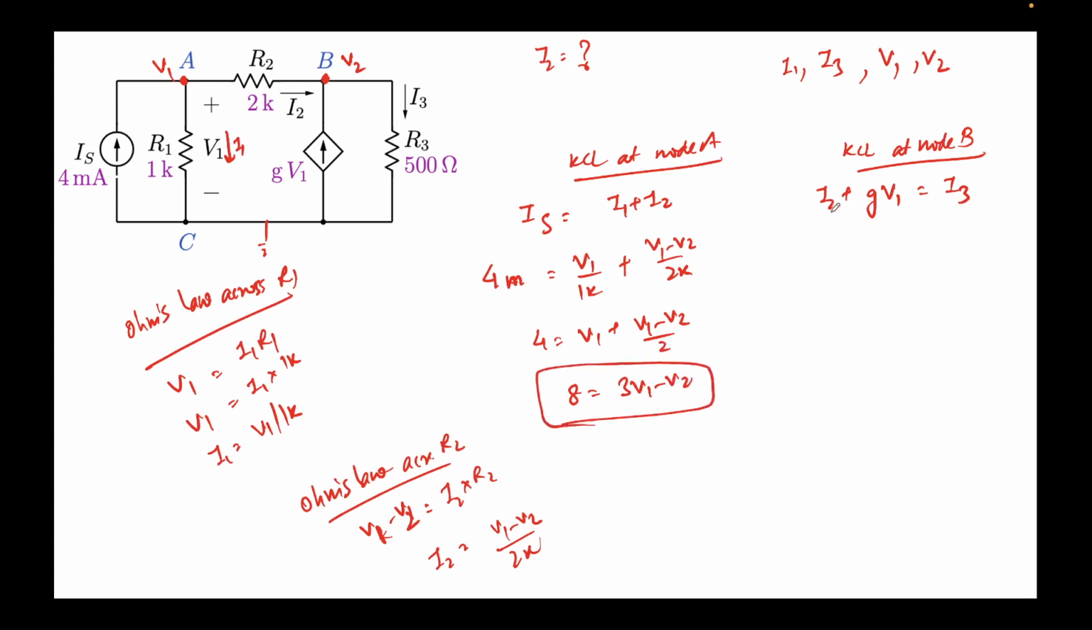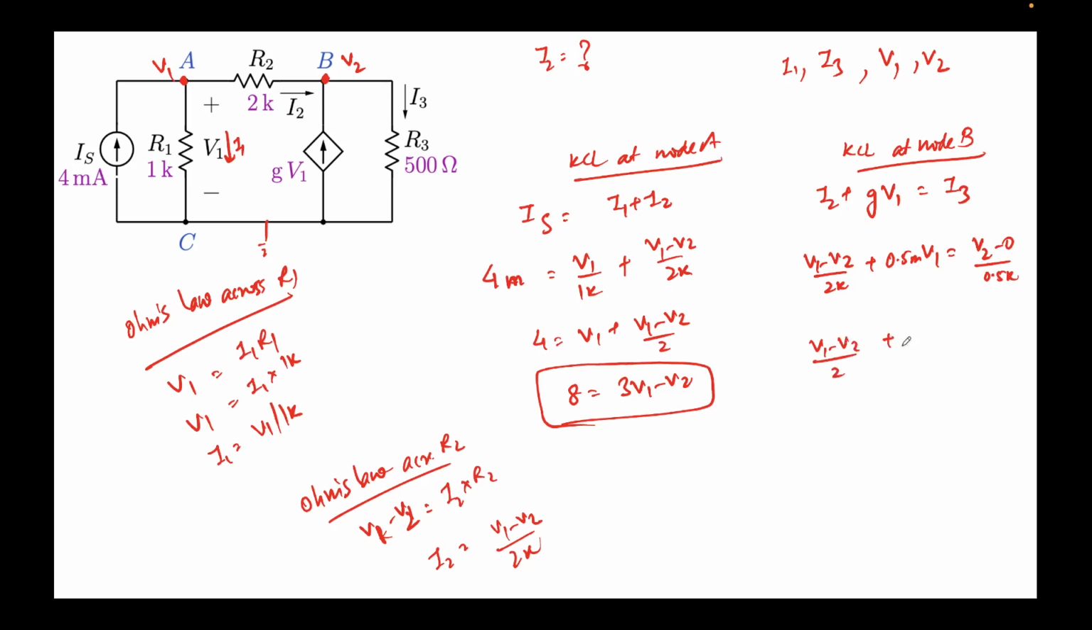Okay, again I'll do the same for this. The value of I2 is V1 minus V2 over 2k plus the value of G, I think, was 0.5 milli, if I'm not wrong. Yeah, 0.5 milli. V1 will remain the same. For I3, again I apply Ohm's law here, so that will be V2 minus 0 over 0.5k. 500 ohms is 0.5k.